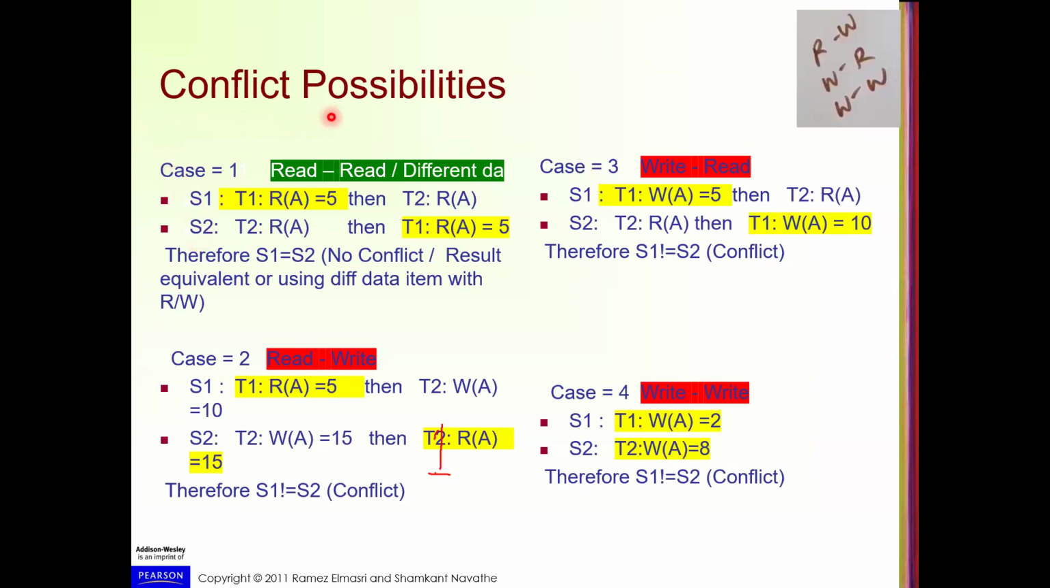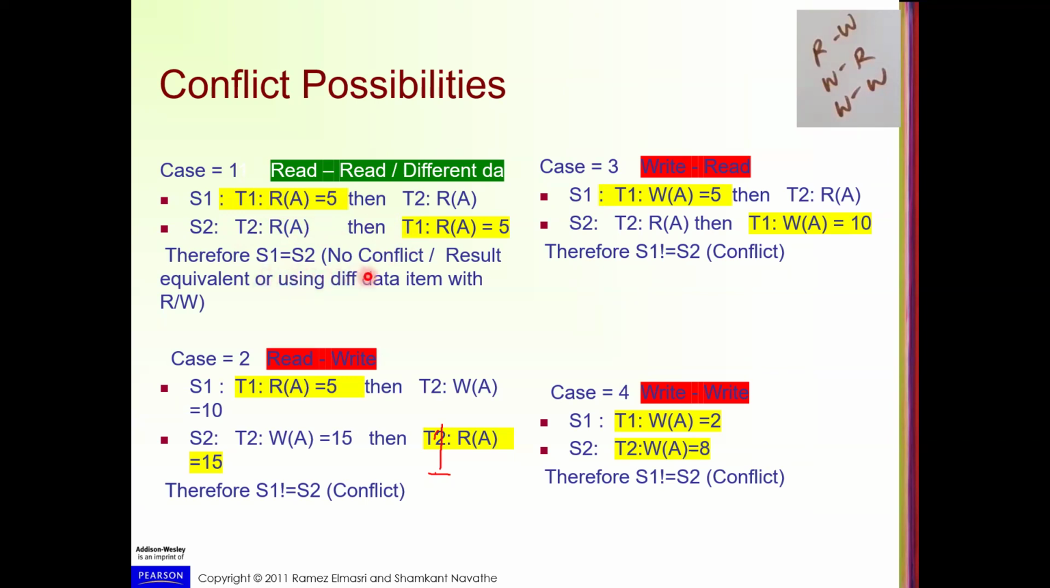Now let us learn about the places where there can be a conflict. If there is no conflict, then we are going to tell that the case is result equivalent. For example, we have case 1, and in case 1, we are testing two schedules, S1 and S2. S1 is running transaction 1, then transaction 2. S2 is running transaction 2, then transaction 1. However, because they all are reading the value of data item A, the value of A did not change, and S1 and S2 produce the same value of A. Hence, it is said that S1 is equal to S2.